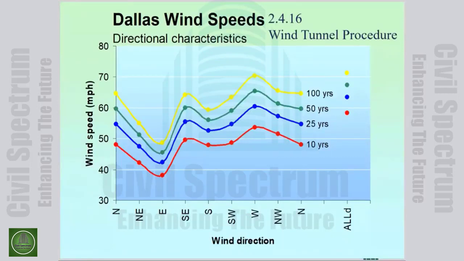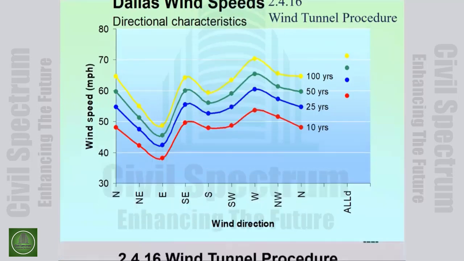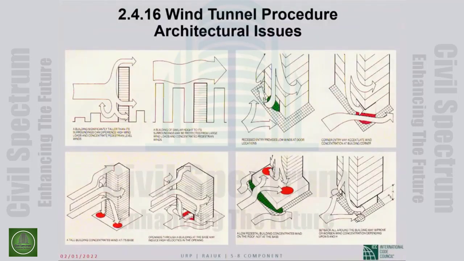And the wind tunnel allows you to simulate the actual wind pattern. So this is for the city of Dallas. Records over many, many years show that, depending upon the direction, the wind speed increases or decreases. And this you can simulate in the wind tunnel. It's very, very difficult to do so analytically.